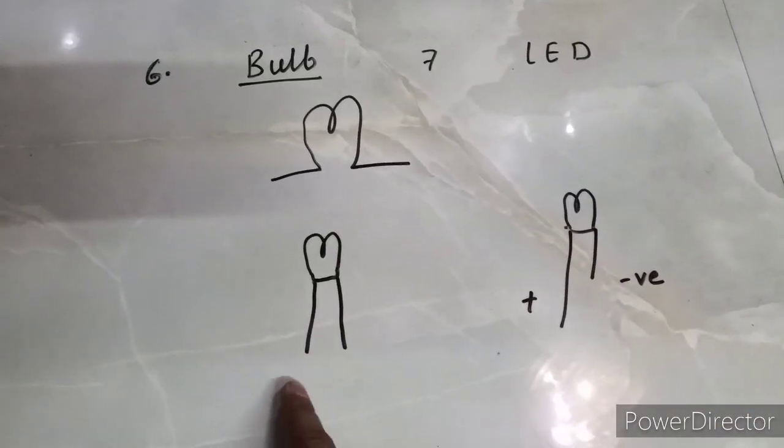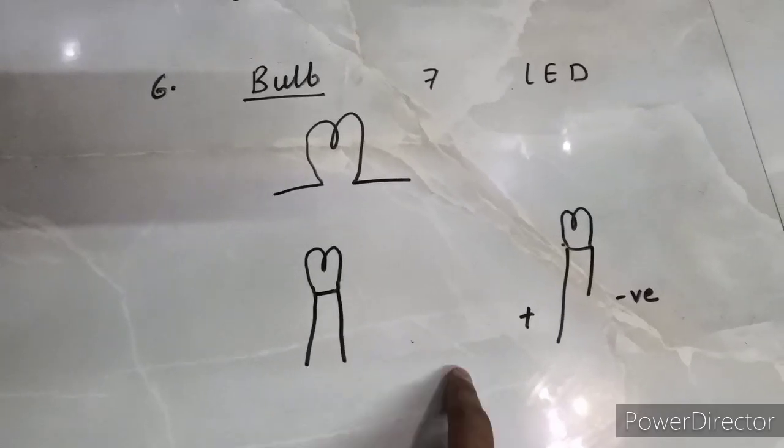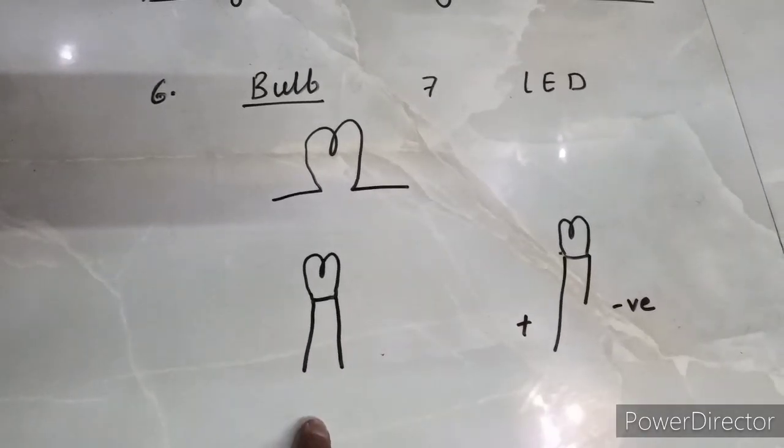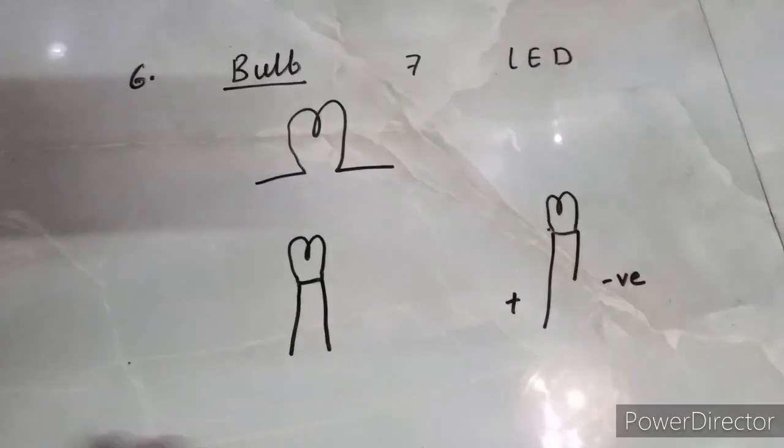Here there is no issue of positive and negative. In the bulb, both arms are equal. That is the difference between the LED and the normal bulb. So simply they are represented by this.